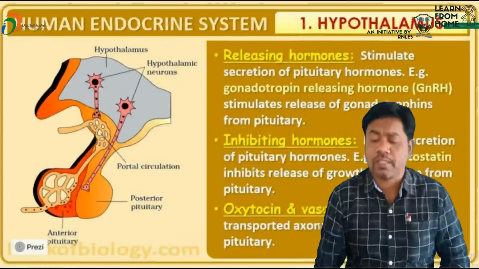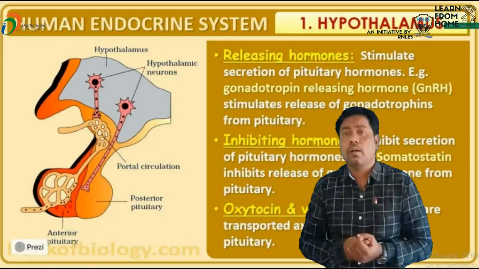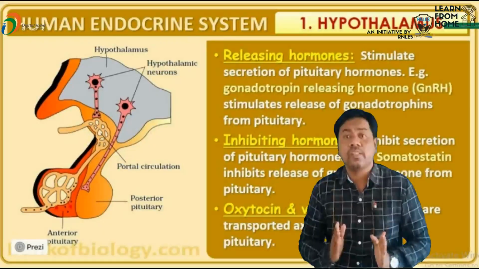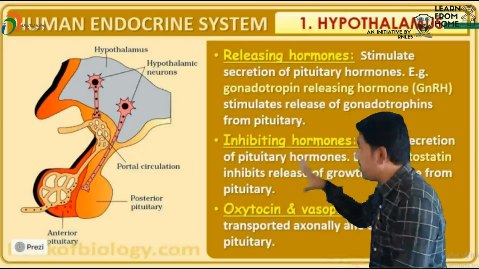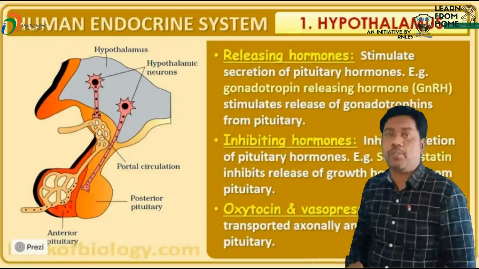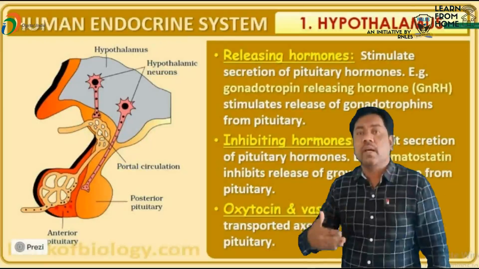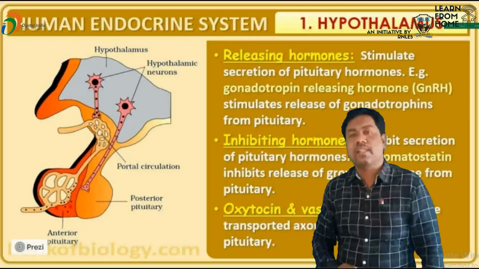This hypothalamus is also known as the controlling center of the master gland. Which is known as the master gland, beta? You have to see here the diagrammatic representation of the pituitary gland. The pituitary gland is known as the master gland because it can regulate all body functions.